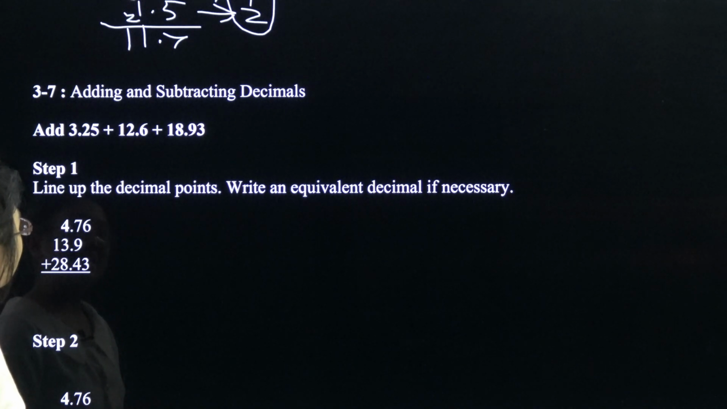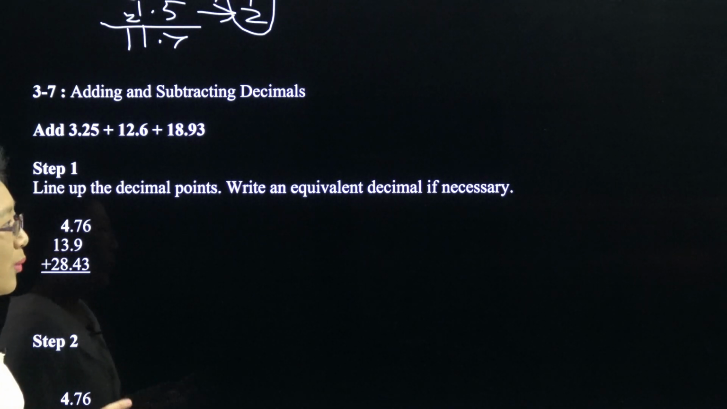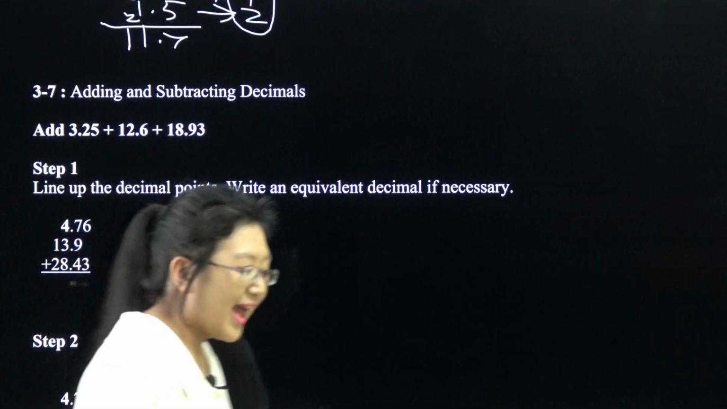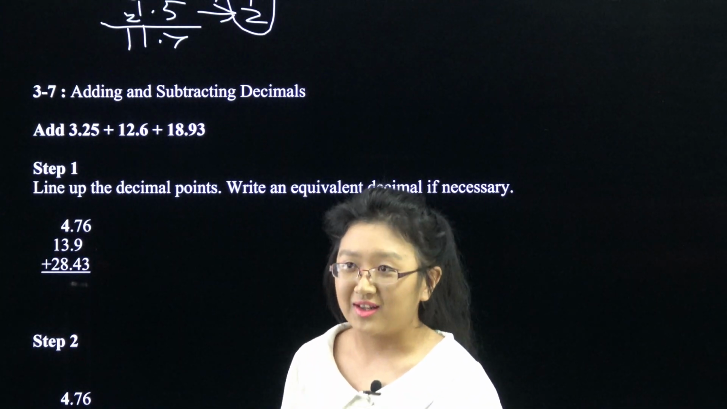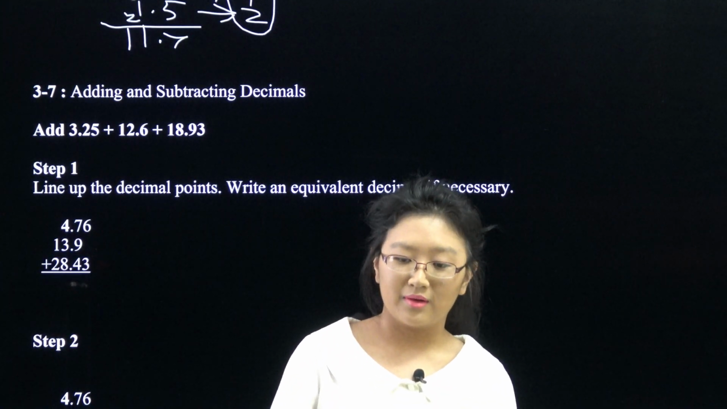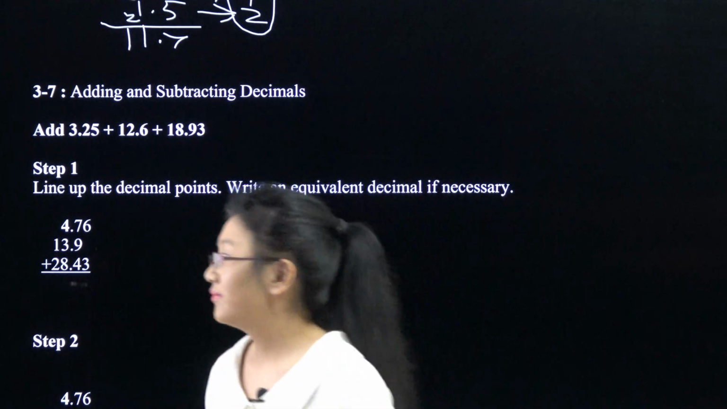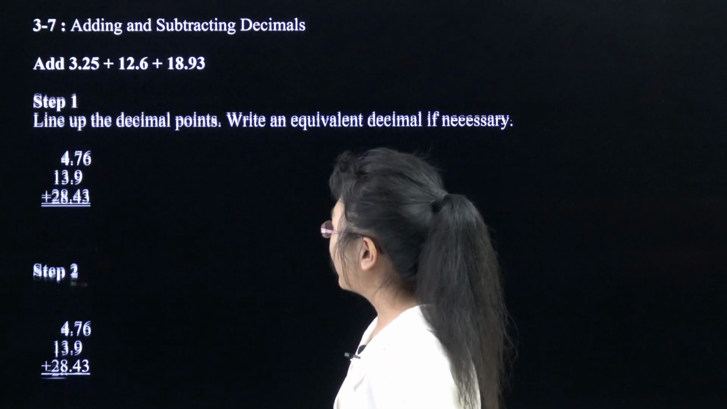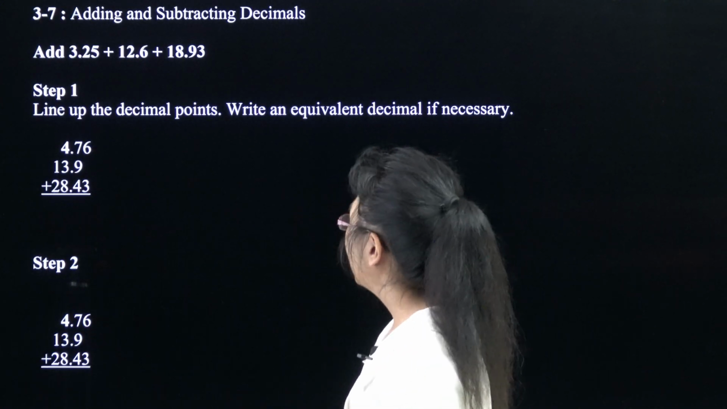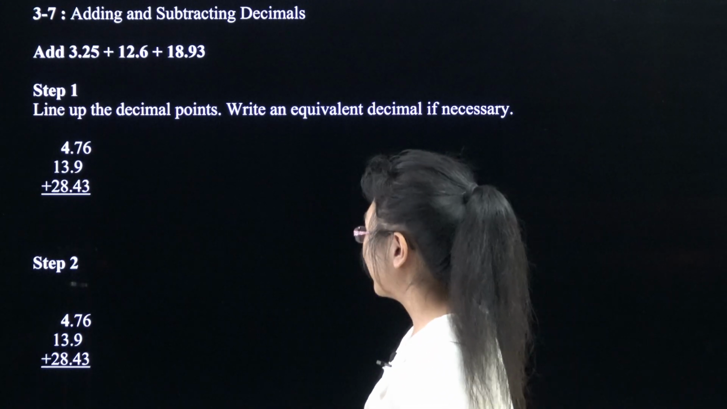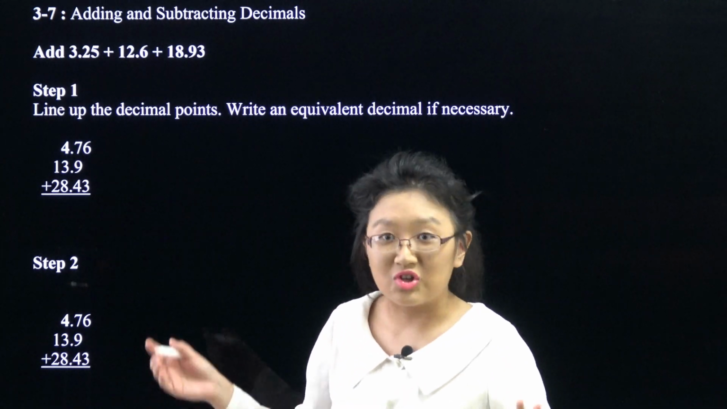Now the next section is adding and subtracting decimals without rounding. It's like adding and subtracting anything else, except instead of lining up the rightmost digit, you just line up the decimal point. Now step 1, you line up the decimal points. And you may have to write an equivalent decimal, but honestly, you don't.